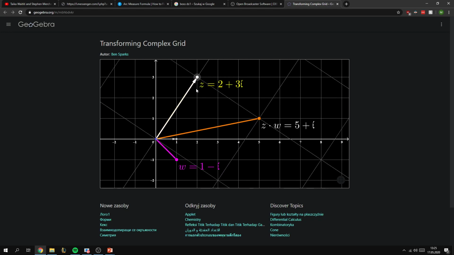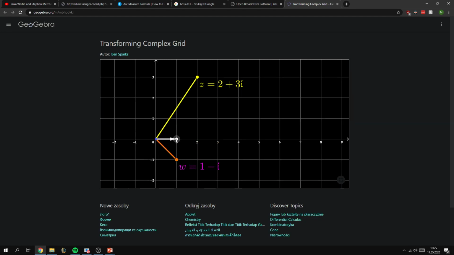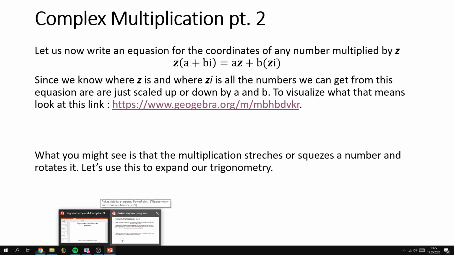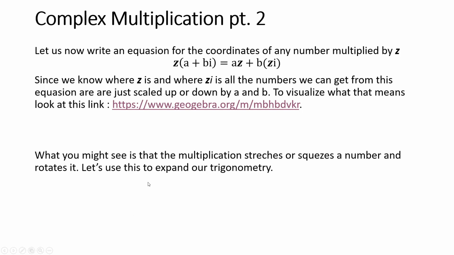And it's going to get rotated around the origin. And what's important here is that it's going to get rotated by the same angle, no matter what the point is. The rotation will be the same angle. So let's now use this fact to calculate some trigonometry.